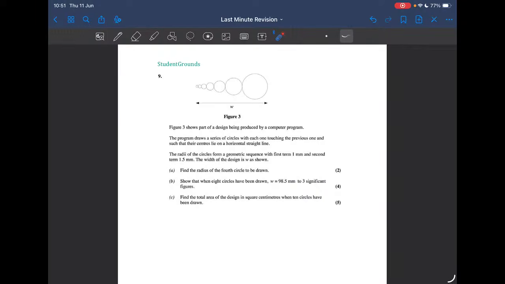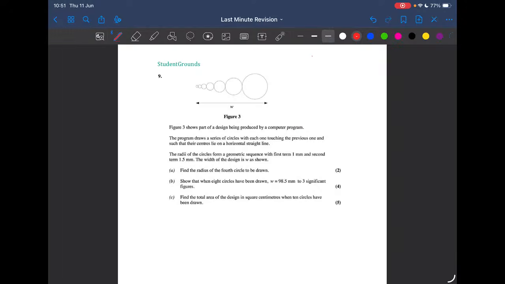Some circles or geometric sequence. A penguin draws a series of circles, each touching the previous one, so the centres lie on a horizontal straight line. The radii of the circles form a geometric sequence. First 1 mm, second 1.5.